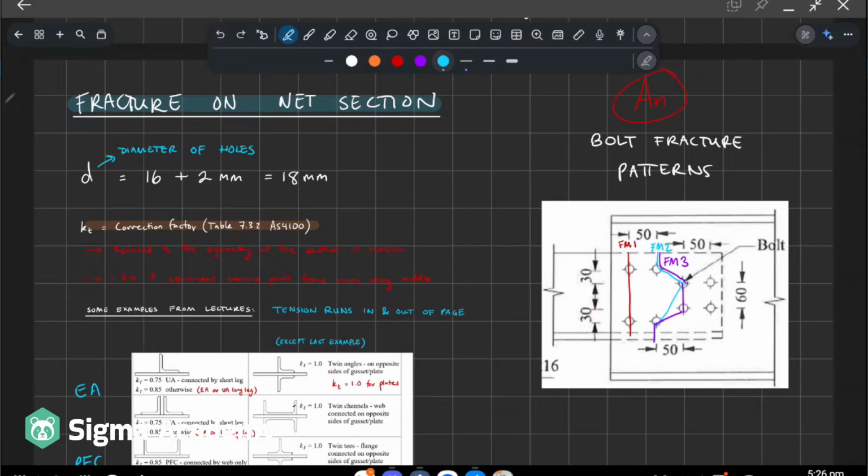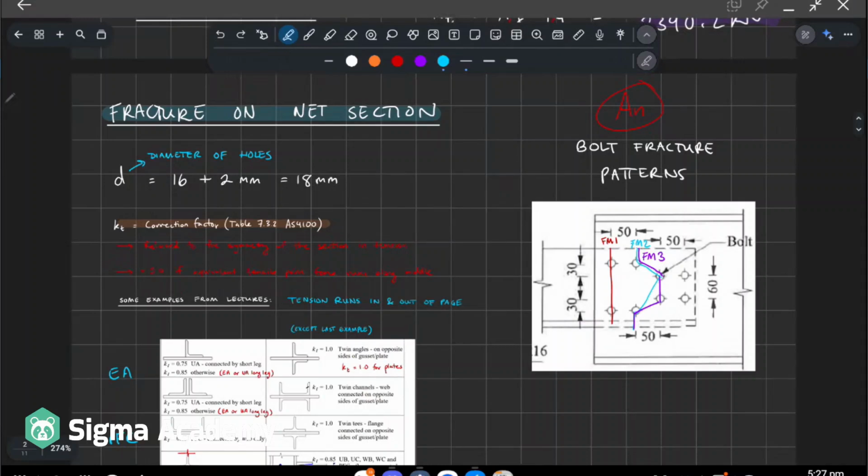And then you might be thinking, okay, failure mode 2, what if you do that instead? So it crosses across 3 bolts and it has the same diagonal pattern. So therefore it's the same as the other one I drew. So there's only 3 combinations that you're gonna run into, okay?